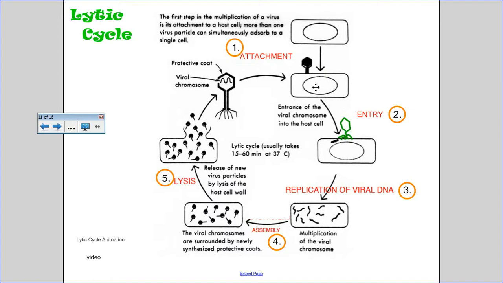The second step, referred to as entry, is where the virus itself, this type of virus, doesn't actually enter the cell. There are some that do, but a lot will just attach to the outside. And when they talk about entry, that means where they push their chromosome, so DNA or RNA, into the host cell. So if you can imagine like a syringe, it would force its DNA from inside the capsid down through the core and then into the host cell.